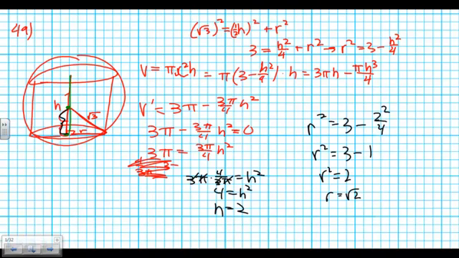And I don't know, did they give us a unit in this? They didn't. But they say that the right answer is height is 2 and radius is root 2. So we got it right.